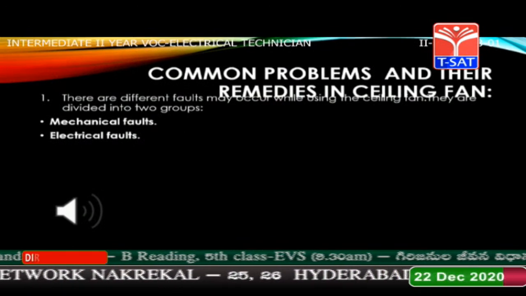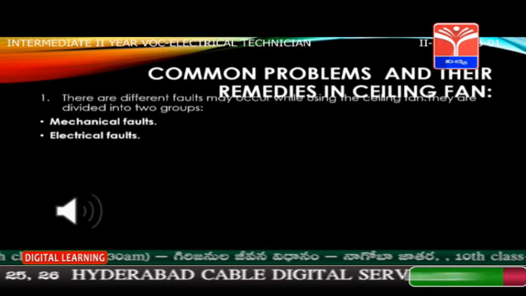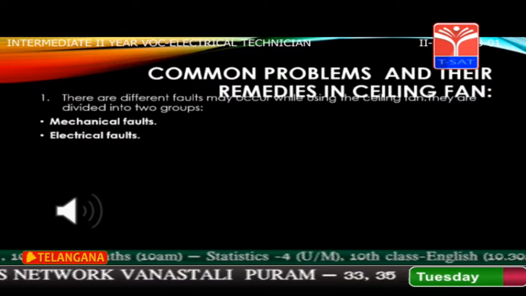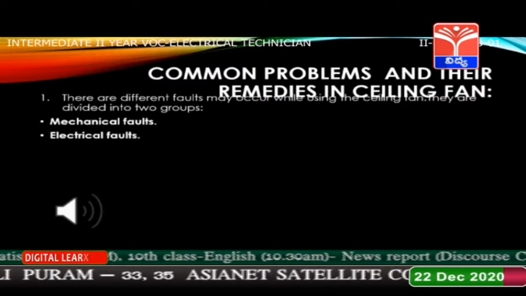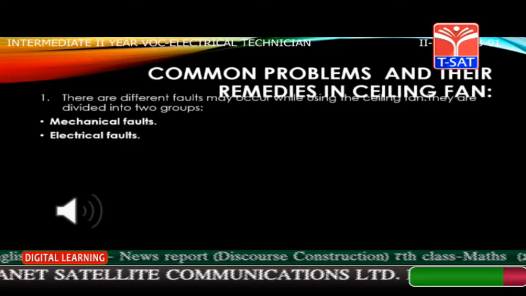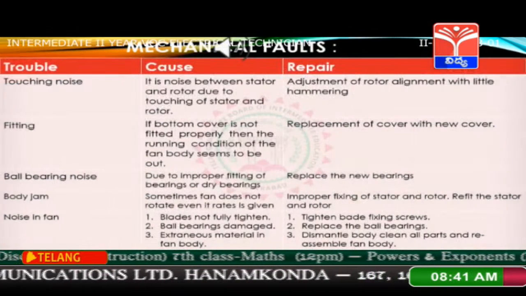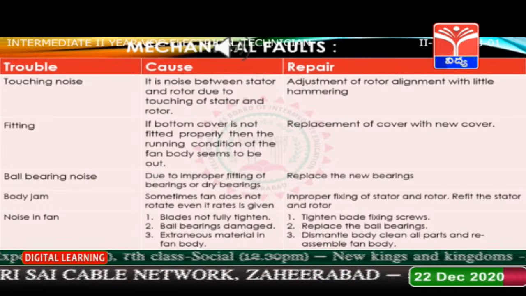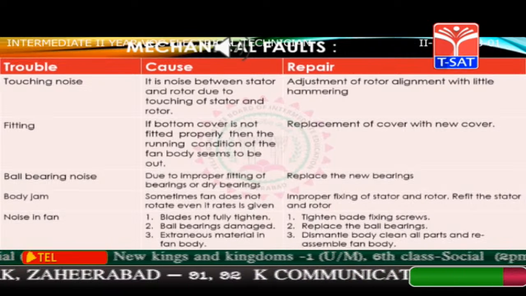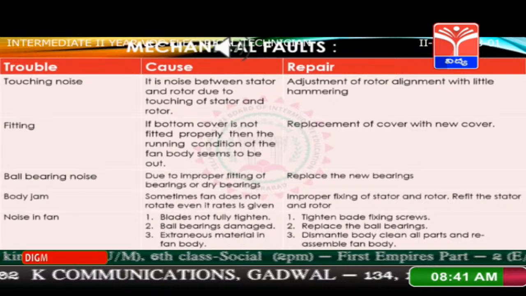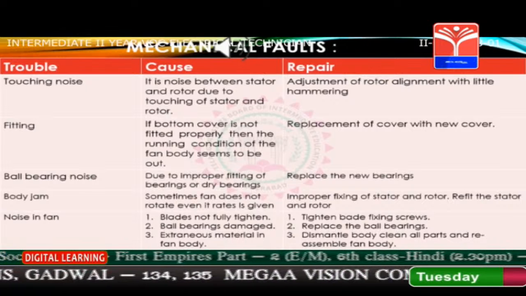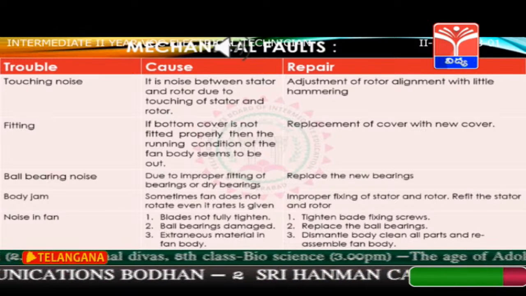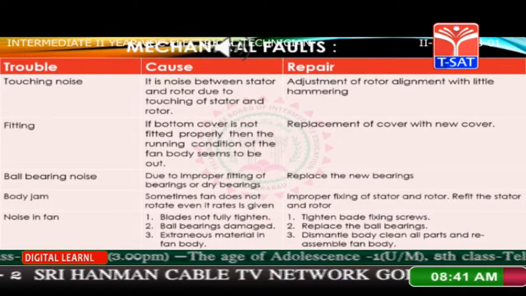The common problems and the remedies of ceiling fan. The faults are divided into two types. One is mechanical faults, second one is the electrical faults. Mechanical faults are: 1. Touching noise trouble. These are the table of serial number, trouble, cause, repair. In trouble, touching noise, the cause is noise between stator and rotor due to touching of stator and rotor.